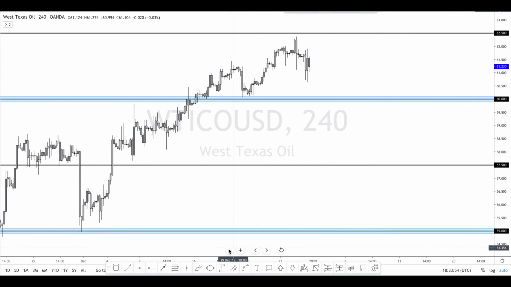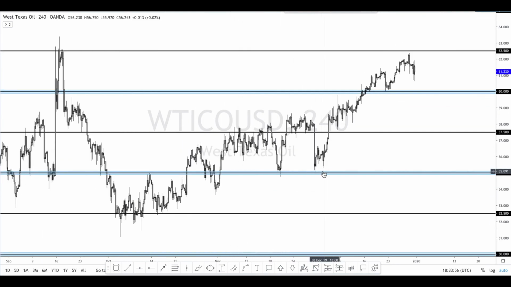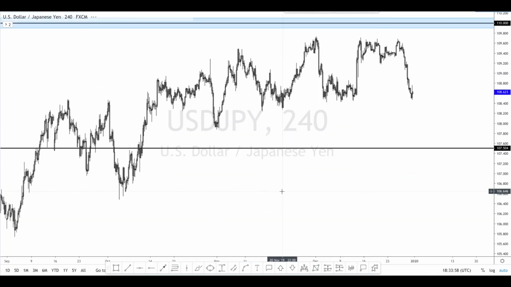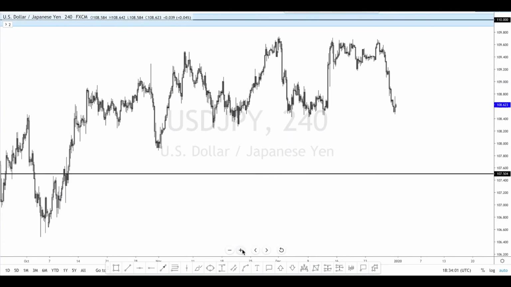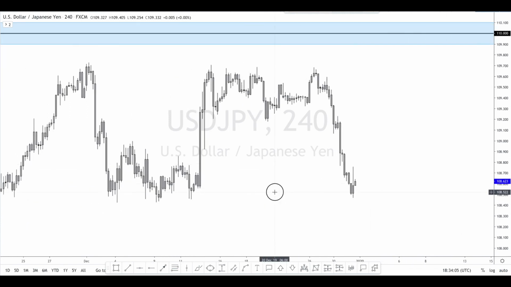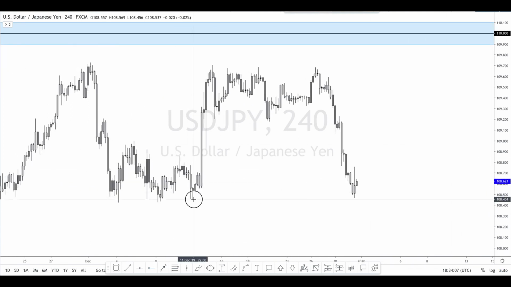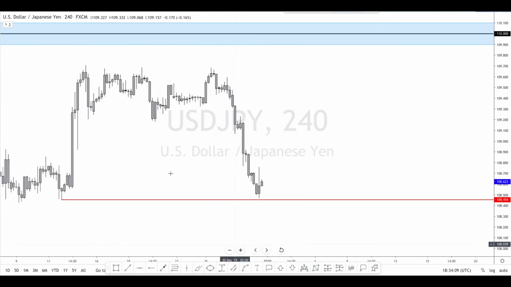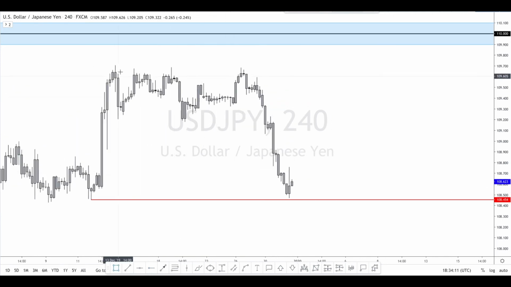Another example of some chart patterns. Obviously, you can look at this as a double top. US dollar, yen, even US dollar, yen. You see the exact thing again. So this is a great example of different market phases with a market pattern as well.